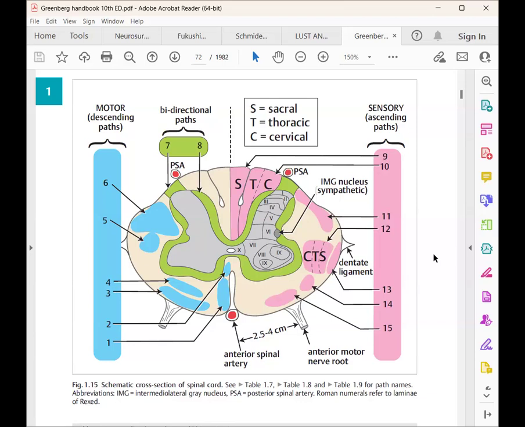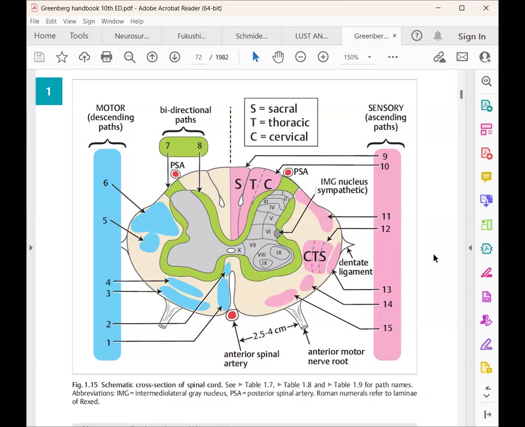That's why they supply the opposite side of the body. But the lateral corticospinal pyramidal tract has already decussated at the level of the medulla, so it comes directly below and supplies the same side of the body. This is what they are trying to explain to us.